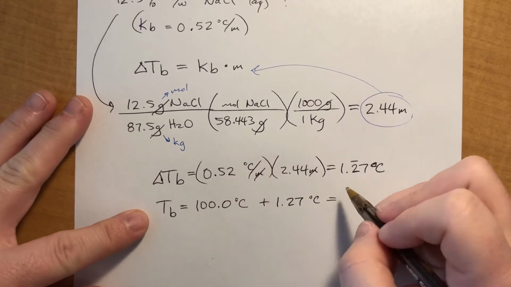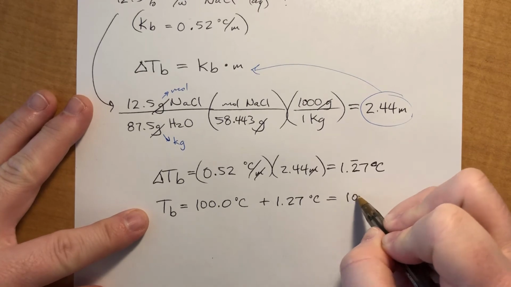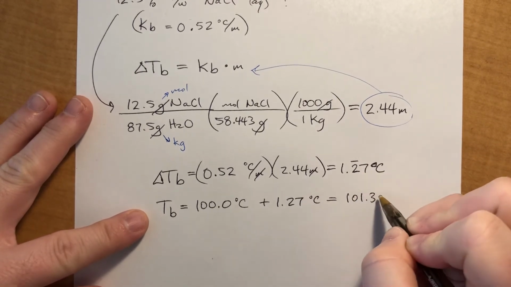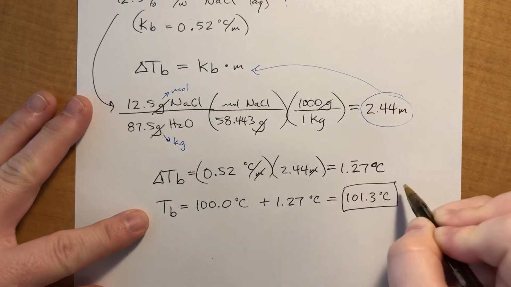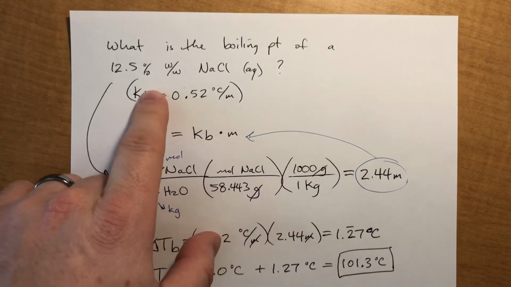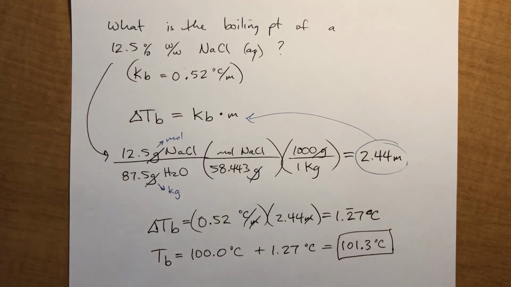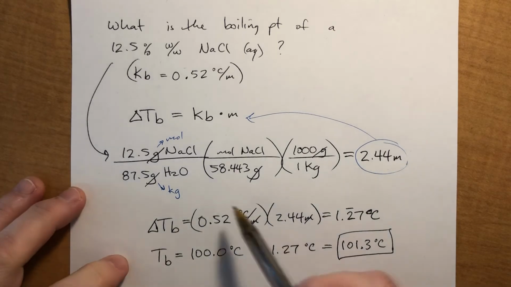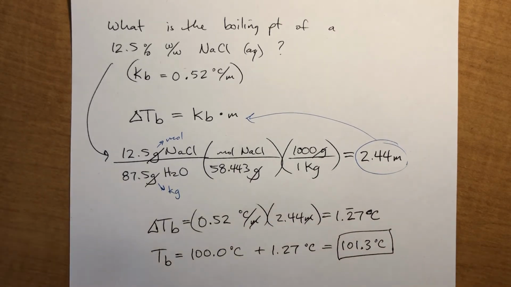So the answer is 101.3, I guess I'd round up to 3. So this would be the new boiling point for a 12.5% weight sodium chloride solution. Okay. The reason we have to use molality is because we care about the temperature change, and molarity changes with temperature. Okay.